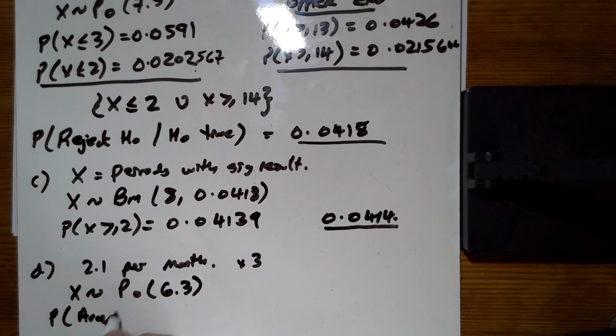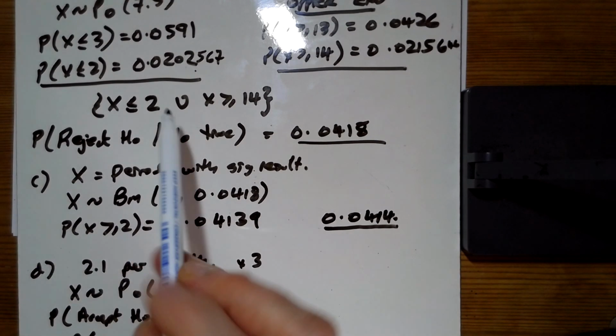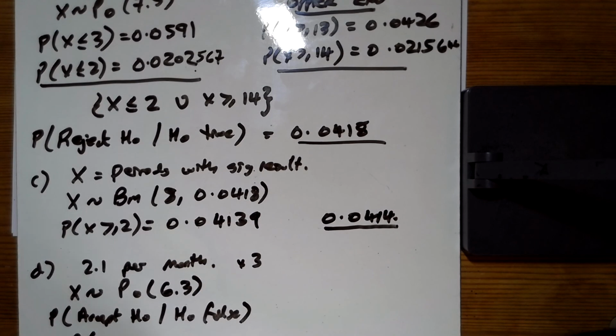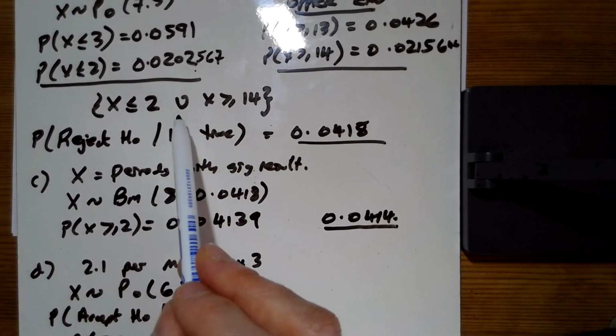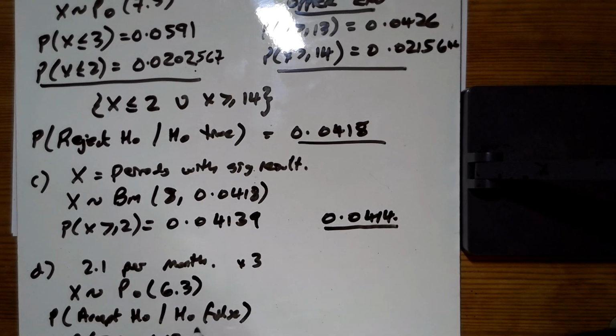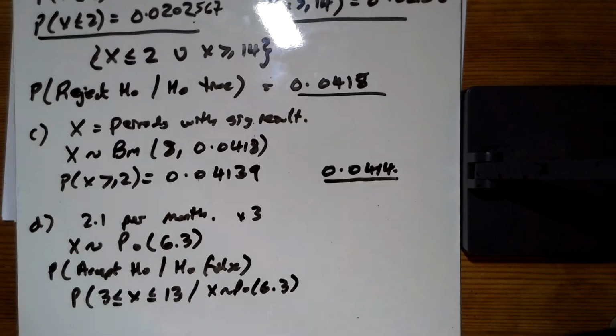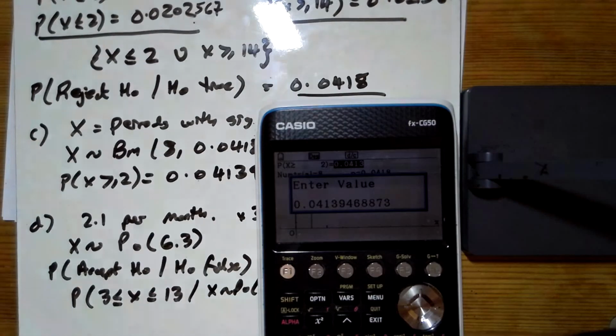And the probability of a type 2 error is accepting H0 given that H0 was false. So that is the probability of, so the opposite of that one there. So going from 3 all the way up to 13. So from 3 to 13, we wouldn't have rejected it, would we? Given that it's a Poisson with a mean of 6.3.